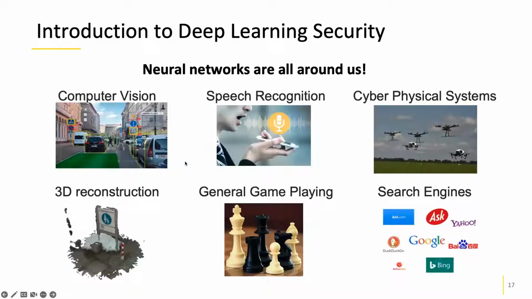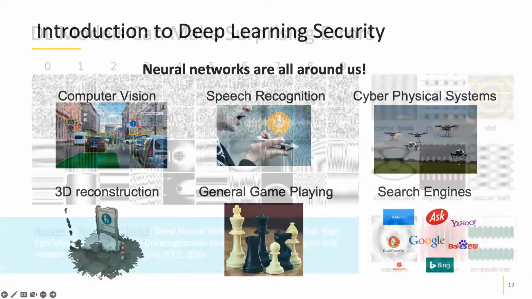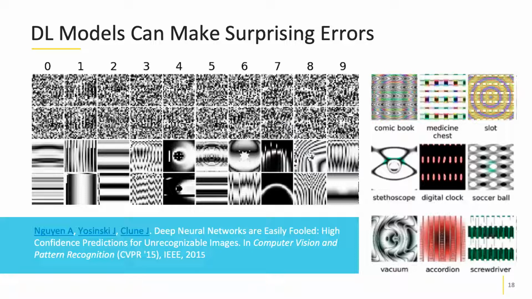Now I'll talk about some example applications and security threats against deep learning models. Neural networks are already widely used around us, and they are deployed in applications such as computer vision, speech recognition, and cyber physical systems. However, people have found that these deep learning models can make errors that are very obvious to human beings.